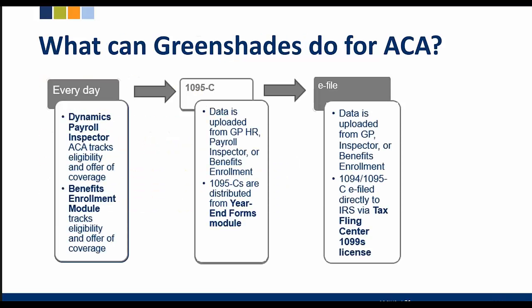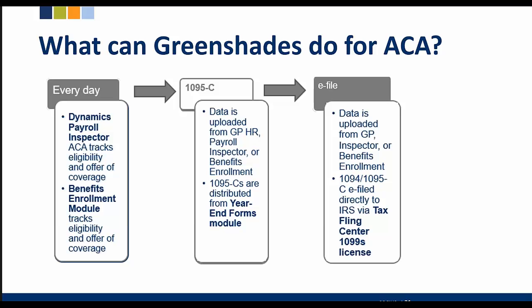So there are some things that Greenshades can do for you in regards to ACA, if you're looking for something other than what you're currently using to track the Affordable Care Act. The Dynamics Payroll Inspector can track the eligibility and offer of coverage. It's actually a web-based software, and it can also track the benefits enrollment module. So it tracks eligibility and offer of coverage for the benefits themselves.